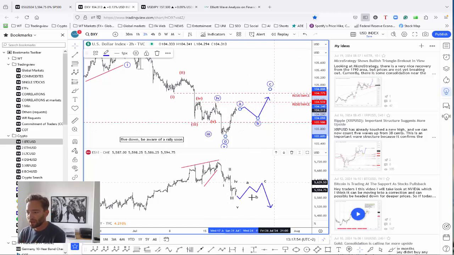So just keep in mind that as long as we are recovering here, it looks like there can be some money flows out of stocks into cash, okay, especially if the stock market is really going to stay bearish, which in my opinion it can, based on these short-term swings.